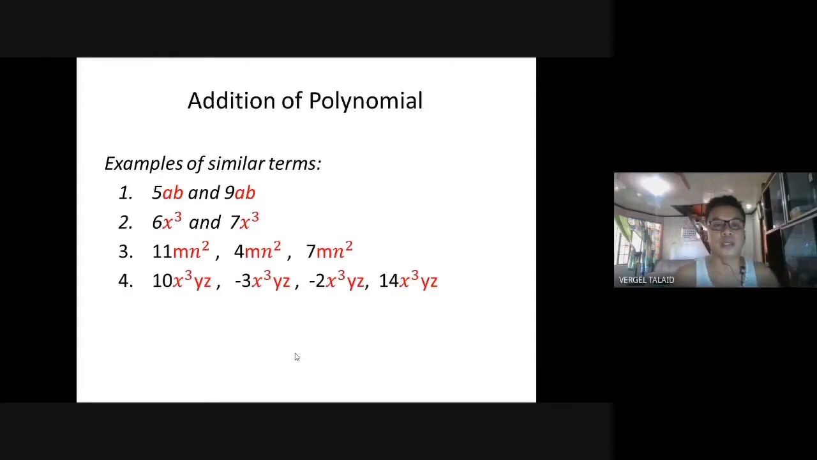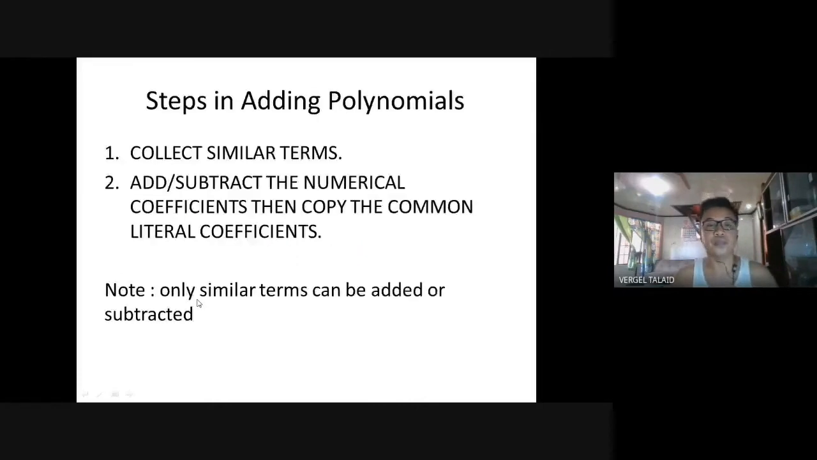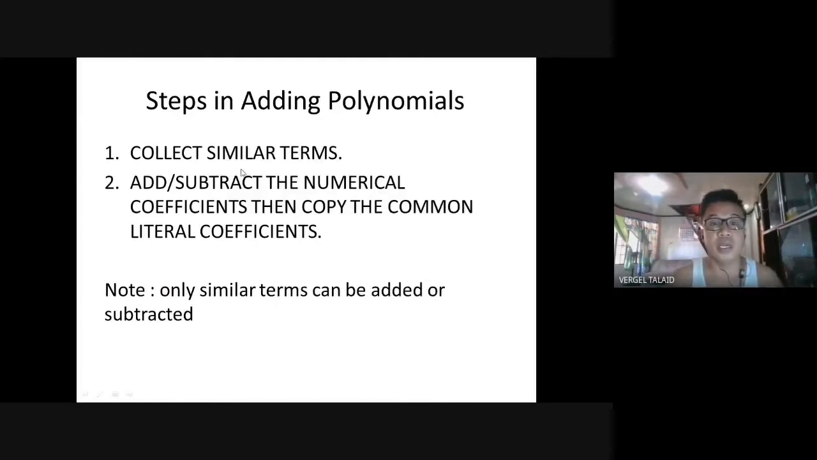Now, examples of similar terms. So we have here ab, x cubed, common literal mn squared, and we have x cubed yz. Okay. So how to add polynomials or algebraic expressions? Collect similar terms. So that's the first step. Take note that only similar terms can be added or subtracted. That is why we have to collect similar terms.